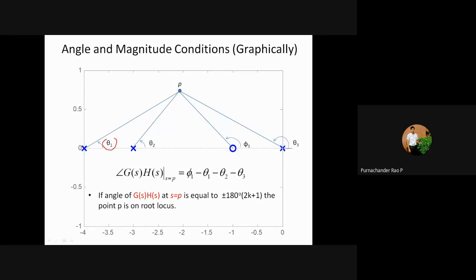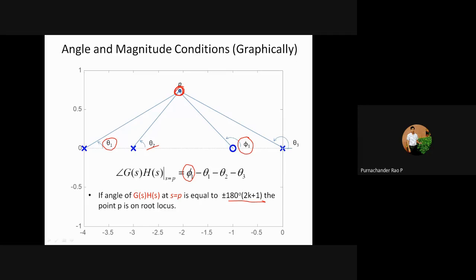So here we need to find out the angle theta 1 with respect to this point P, and theta 2, theta 3, and then this phi 1 is the angle with the zero. So we need to take the angle phi 1 with the zero minus all the angles with the poles. We need to find these total angles and add them up. This value must be plus or minus 180 degrees. Then that test point will be on the root locus.